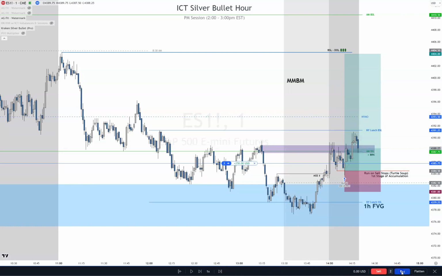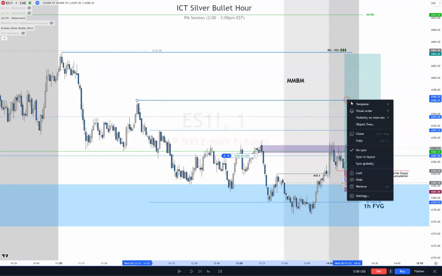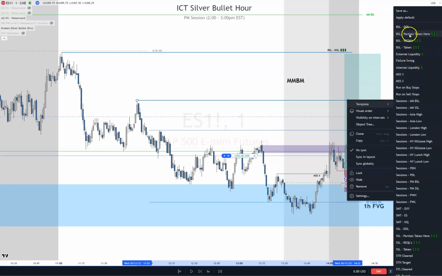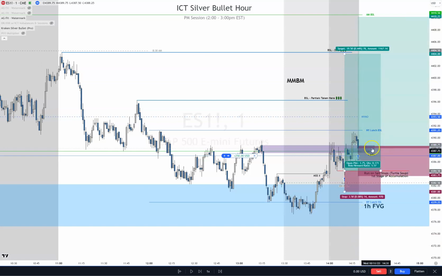Okay, so I'm going to buy 2 right there. All right, so I'm going to start marking some things up here that I would be taking off since I have 4 contracts going. I'm going to take, let's see, partials taken here. This draw on liquidity, I'll take partials there, and then I'll leave a runner on for up here because this one, I'd be buying there, and I'd be targeting the AM buy side liquidity.